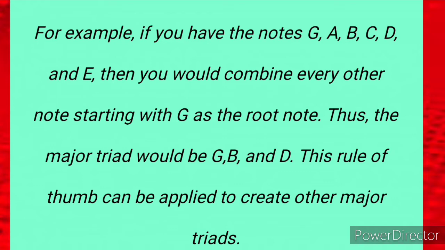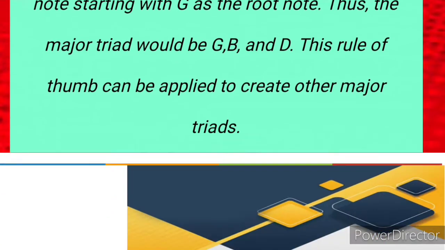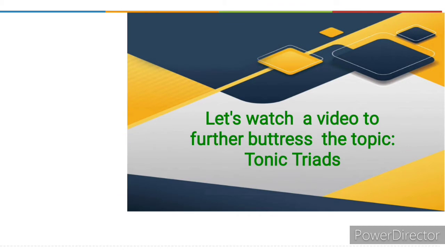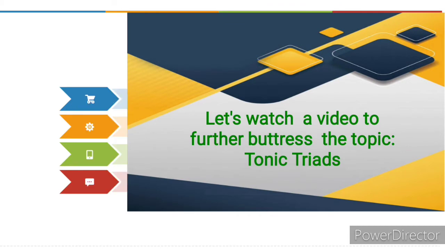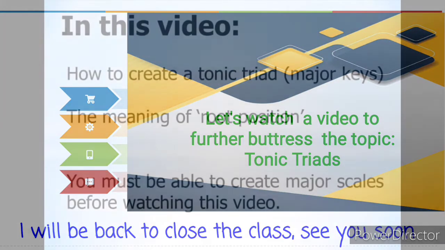Then you add the third. If you look at the ones we've highlighted, G, A, B, C, D, and E, the third becomes B, and the fifth becomes what? D. So you've gotten the tonic, which is the root, you've gotten the major third and the perfect fifth. This rule of thumb can be applied to create other major triads. All right, let's watch a video to further buttress the topic on tonic triad. I'll be right back to close.